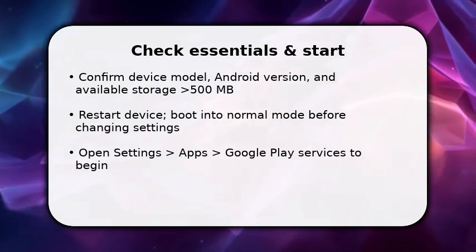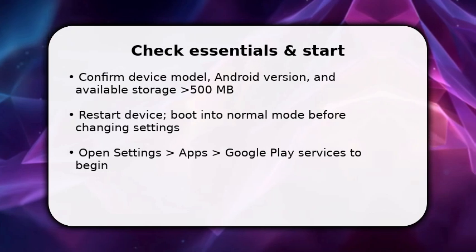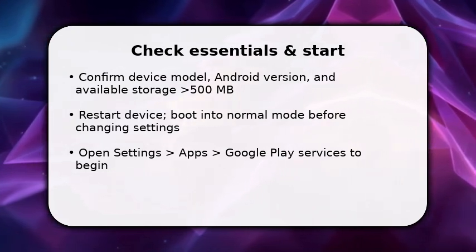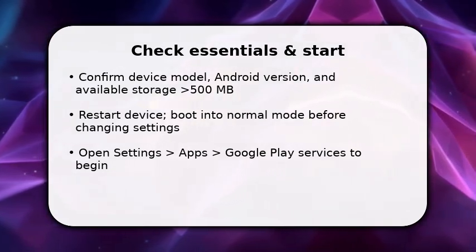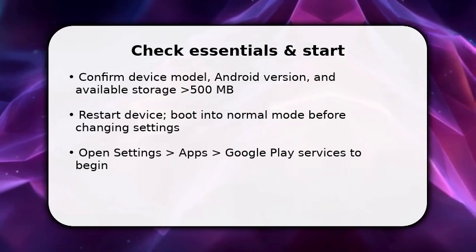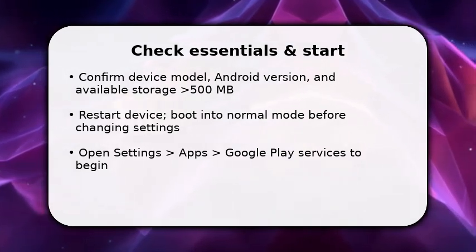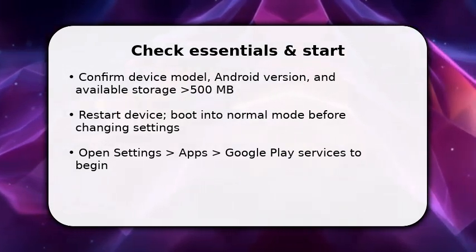Now go to Settings, then Apps, and locate Google Play services. You're starting inside the correct app panel so you can inspect permissions and storage. This avoids guessing and saves time when you move to cache and updates in the next steps.